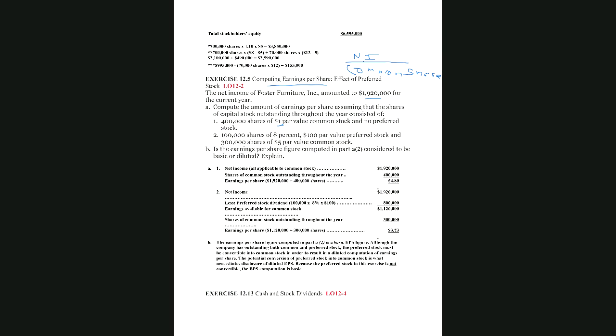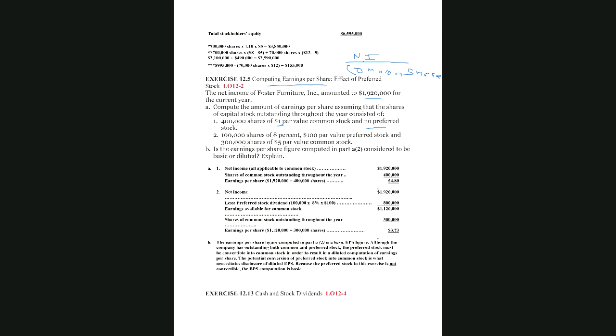There was no preferred stock outstanding. Best case scenario, in this instance, we just have the net income figure. We don't have to worry about preferred earnings per share. We don't have to worry about preferred stock or any dividends that relate to the preferred stock. Okay, the number of shares outstanding has not changed.